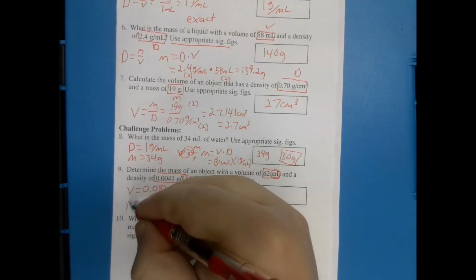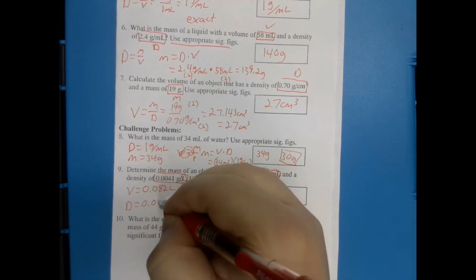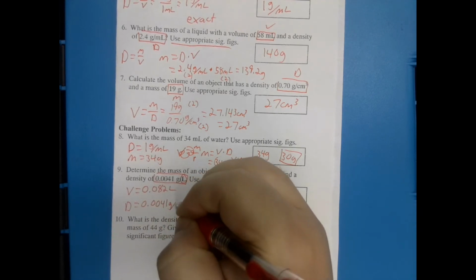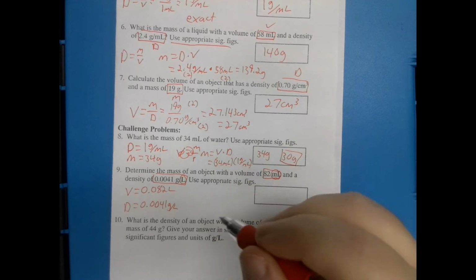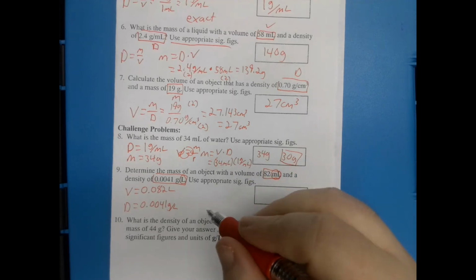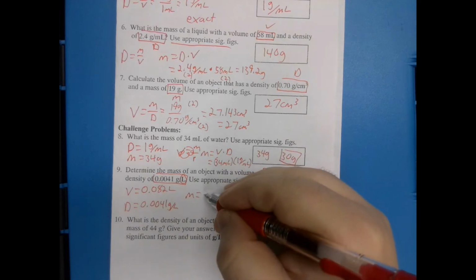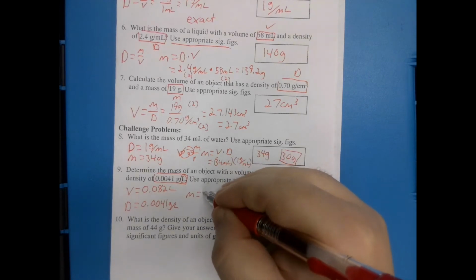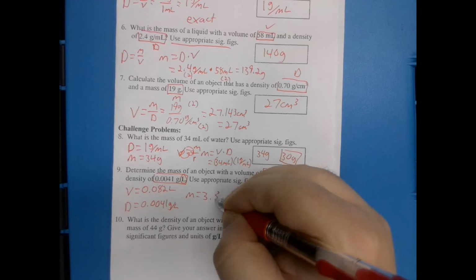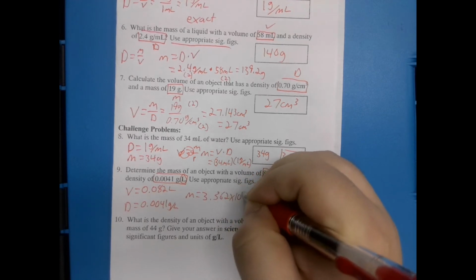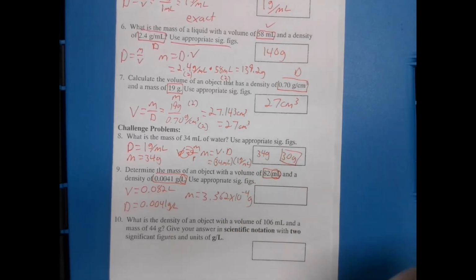Our density is 0.0041 grams per liter. And plugging it in, we get a mass, just these multiplied together, a mass of 3.362 times 10 to the negative 4 grams.